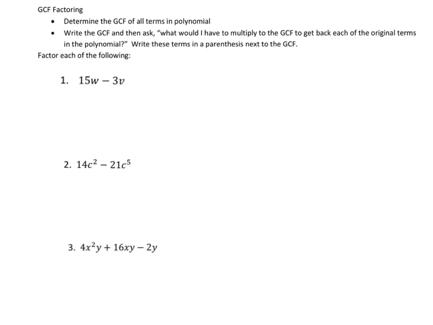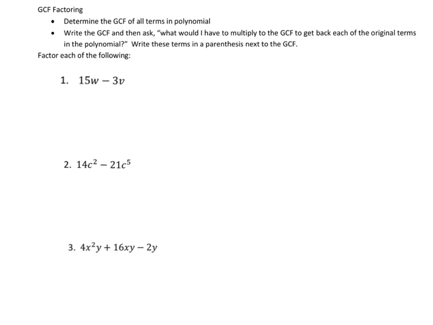Okay, so now we're actually going to practice factoring. So what you need to do first of all is determine the GCF of all the terms in the polynomial. Then you're going to write down that GCF, okay? And then you're going to ask, what would I have to multiply to the GCF to get back each of the original terms in the polynomial? Write these terms in a parenthesis next to the GCF. Those are going to be your two factors, the GCF and then this parenthesis with a polynomial inside of it.